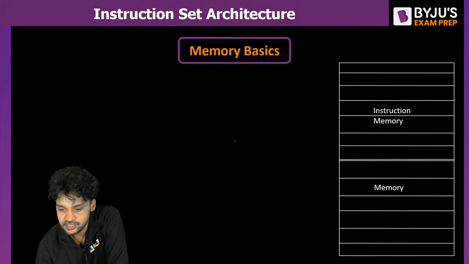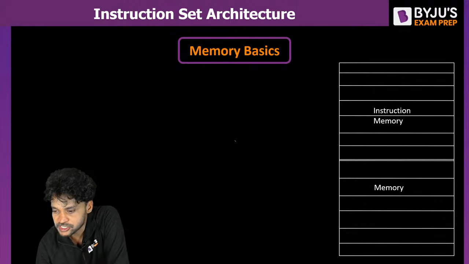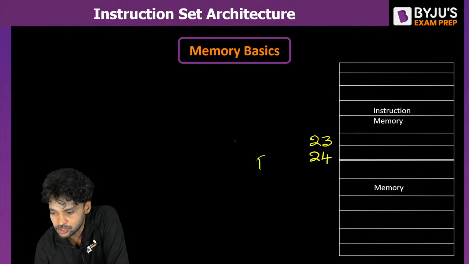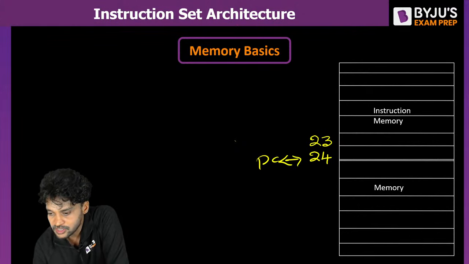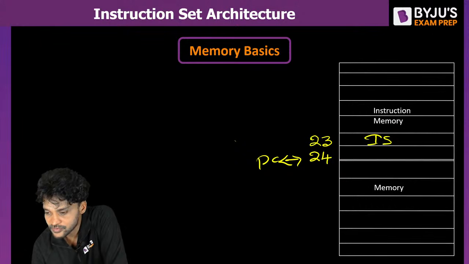Understand what exactly is this ISZ. Let us say this is an instruction. This instruction is at the 23rd location. The current instruction is 23 and the program counter value is equal to 24. The current instruction is increment and skip if 0, ISZ 360.